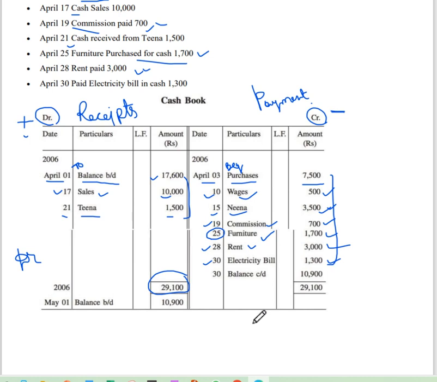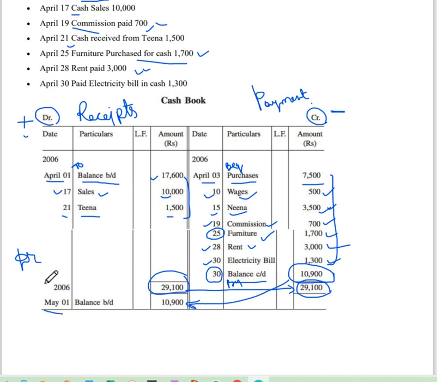Okay. So now I need to record this same amount in the credit side also, 29,100 rupees, and deduct all this total amount from this 29,100 rupees. We will get 10,900 rupees as a difference. That difference on the last date of that particular month, we consider as balance carried down. By balance carried down to the next month, that balance will be brought down to the next month, 1st May.